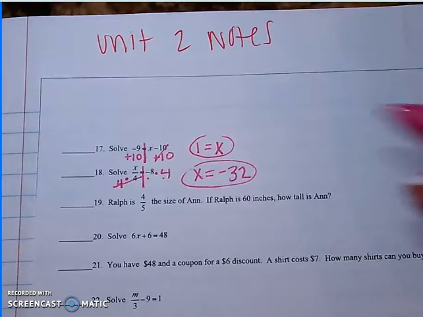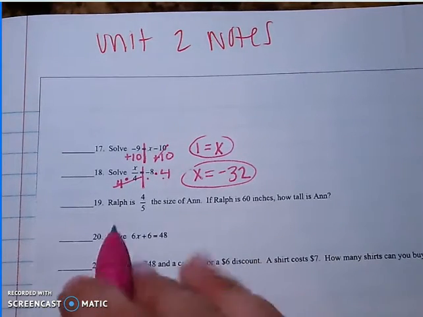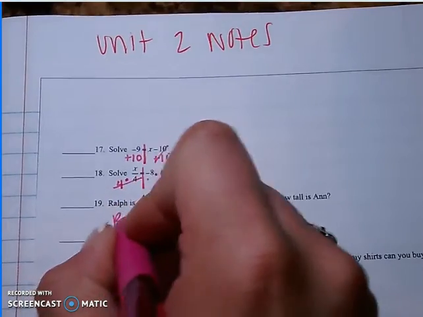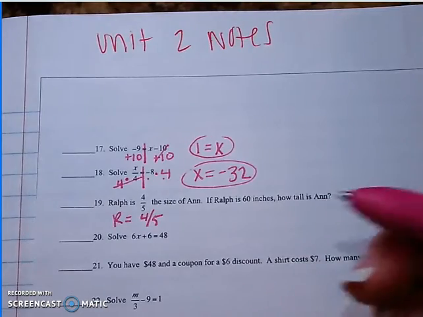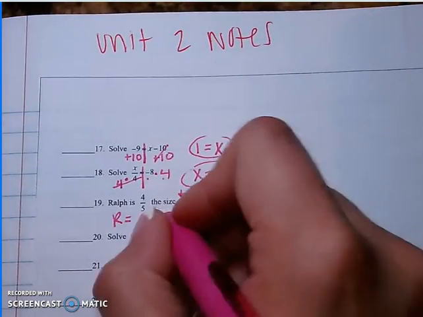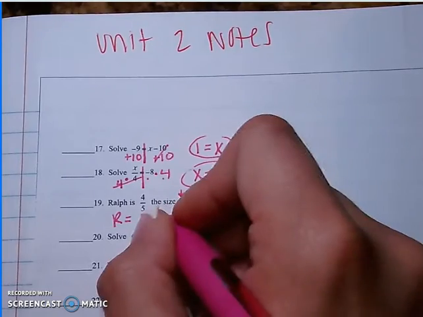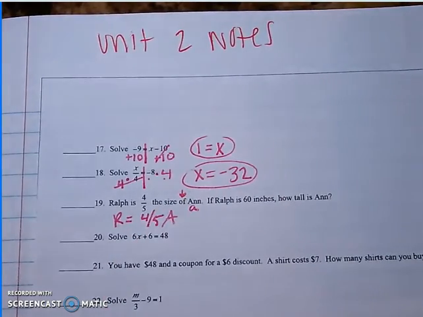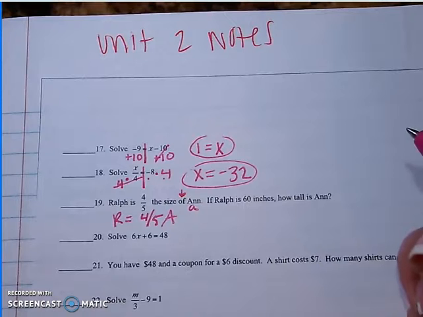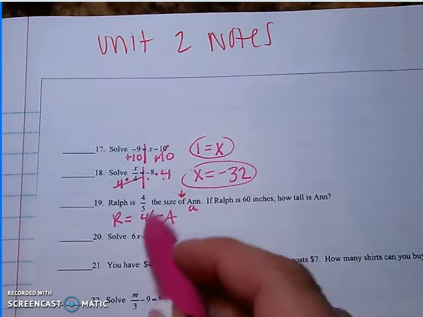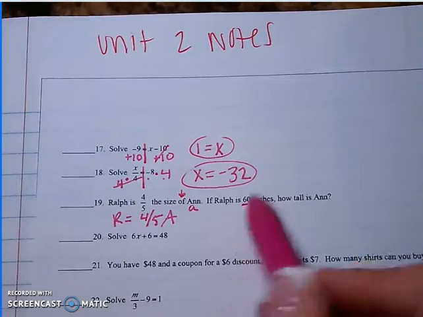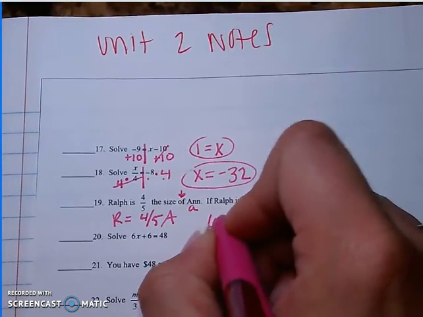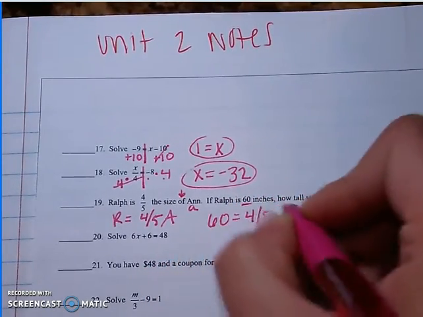For number 19, we're going to write the equation, and then we'll solve it. Ralph equals 4/5 the size of Ann. The word of is your key word here. It means to multiply, and we're just going to use A for Ann. So you should realize that Ralph's height should be smaller than Ann's because he's only 4/5 as tall as she is, okay? So when you get your answer, this 60, which is Ralph's height, we're going to plug that in, should be smaller than whatever we get for A.